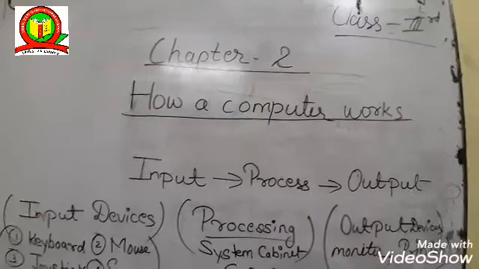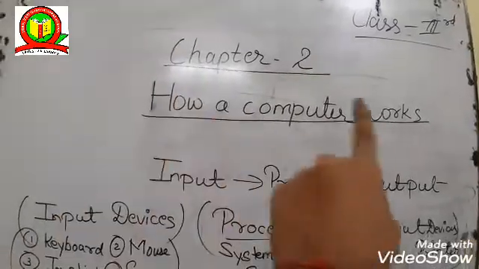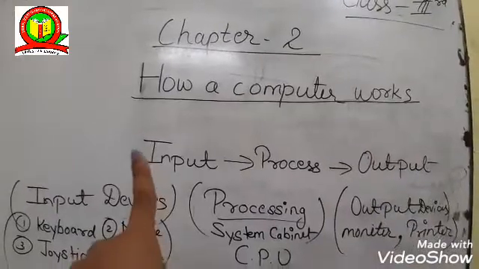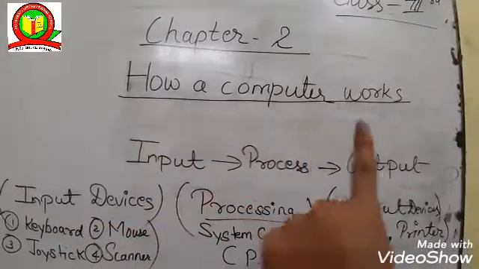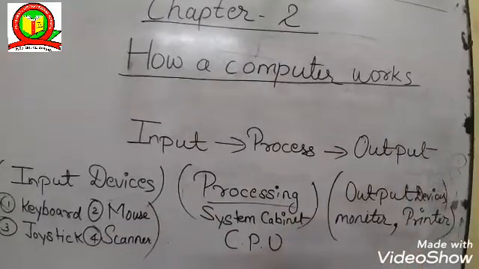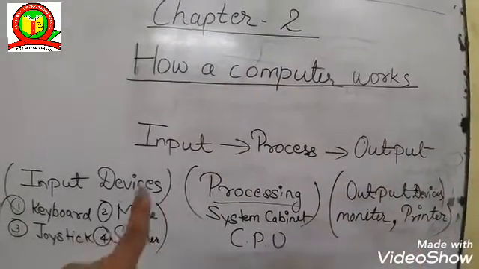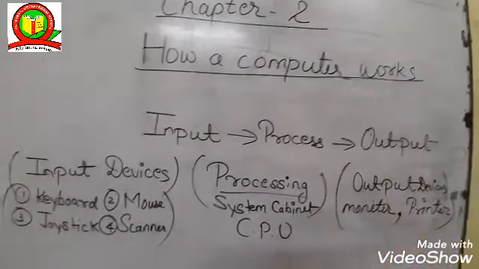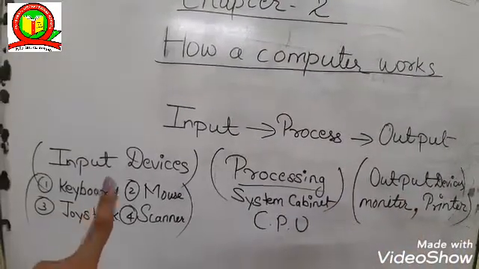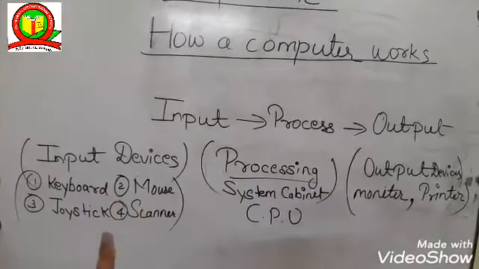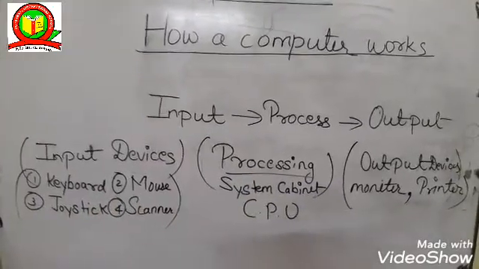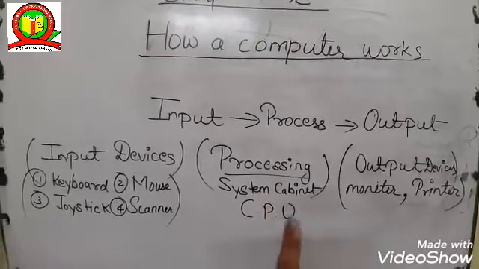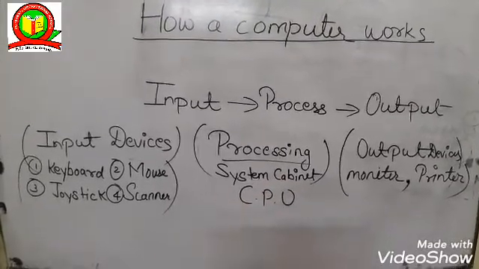So today we are going to start our second chapter of computer of class 3rd. So the chapter name is How a Computer Works. So the main things which we are going to read today: input, process, output. And which are the input devices like keyboard, mouse, joystick, scanner. Which are processing device, system cabinet, as we call them CPU also.